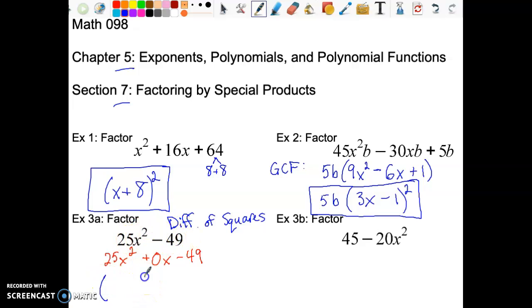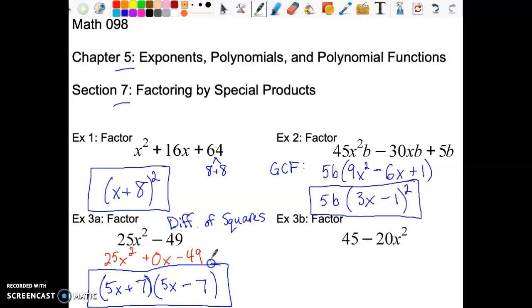So how do you get 25? Well, you get 25 by 5 times 5, and you get x squared by x times x. And then how do you get 49 is 7 times 7. Now how do you get negative 49 is one term has to be positive and one term has to be negative. And it doesn't matter which one. So this is factorable with a subtraction sign because you want the outside and inside terms to cancel each other out. So you'd see you get negative 35x plus 35x, which is 0x. So that's why I think it's helpful to see that.